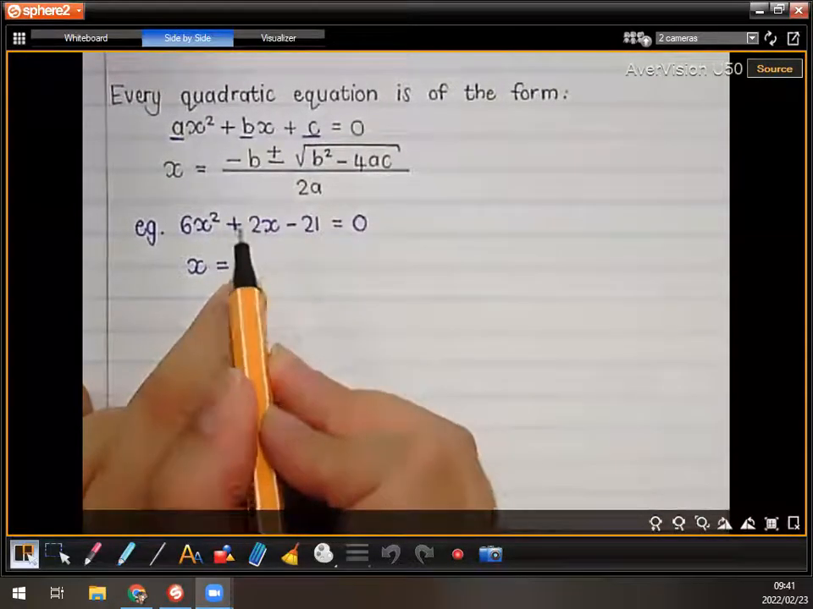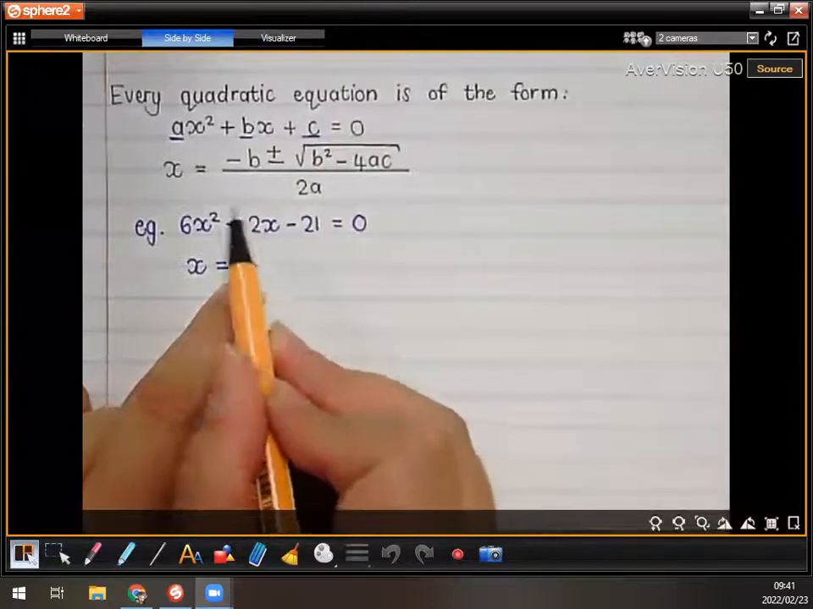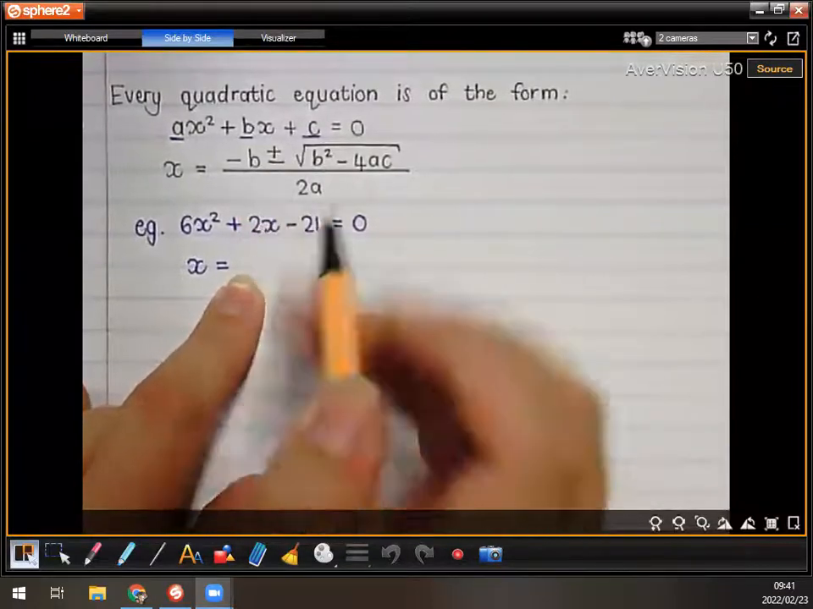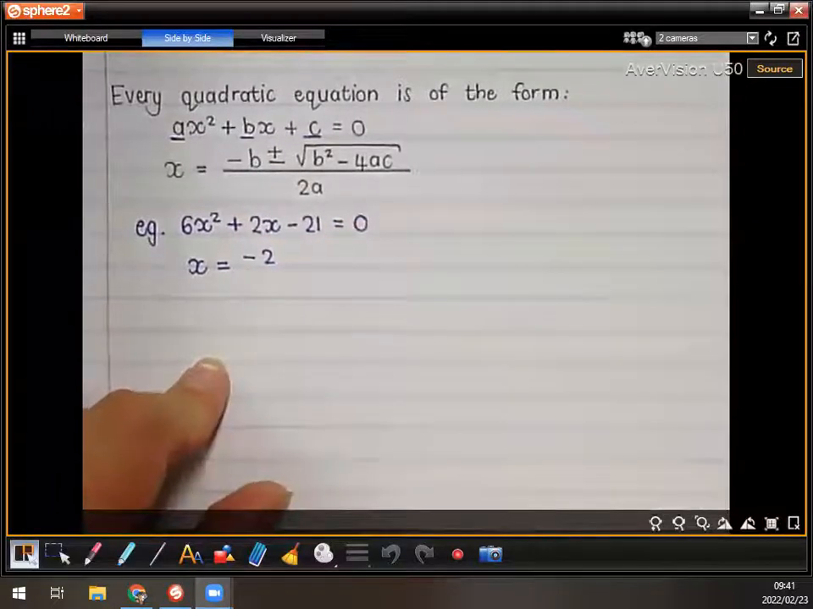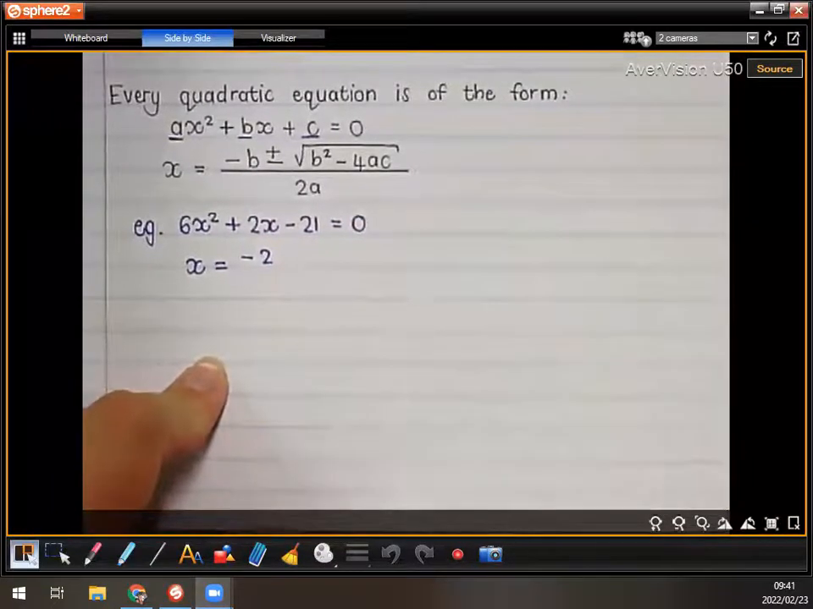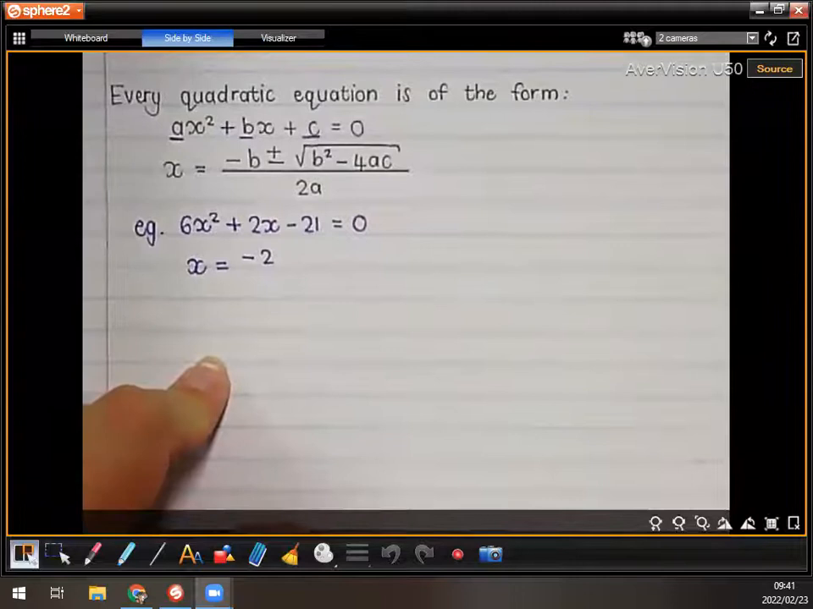Okay, but let's just take a look. What is my b value? What is the coefficient of x? 2. So negative b, so negative 2. Right, that's what the formula is saying. Negative the coefficient of x.